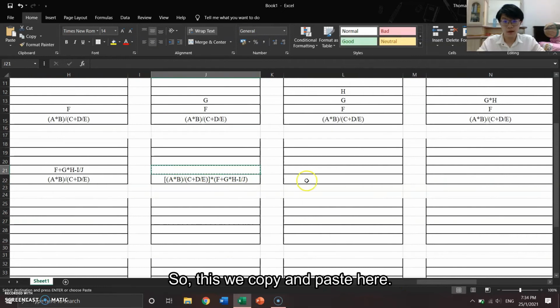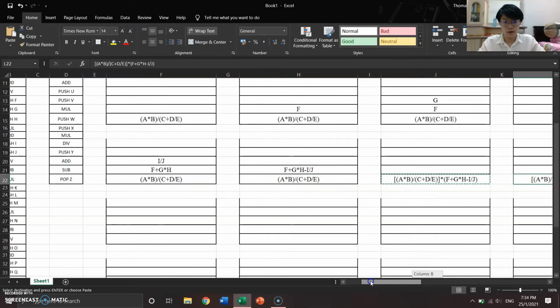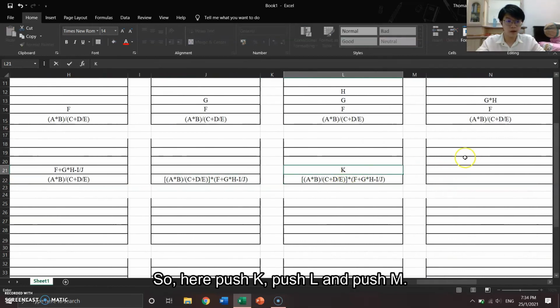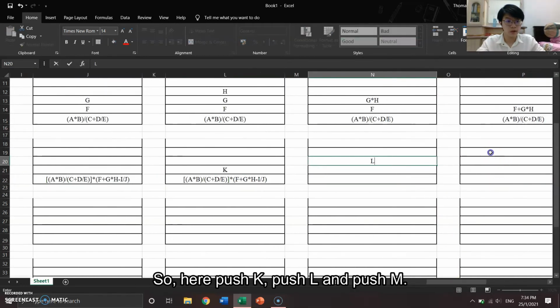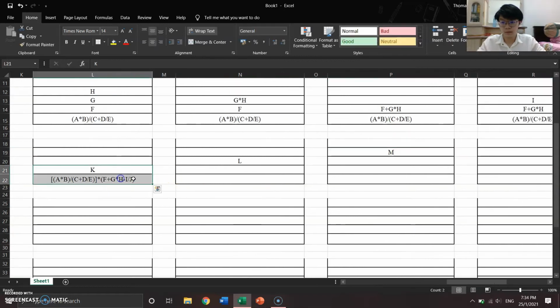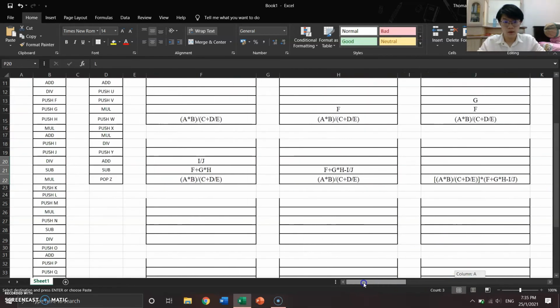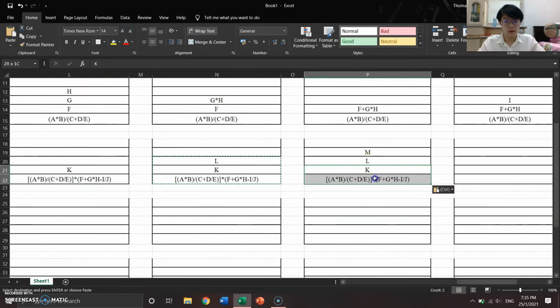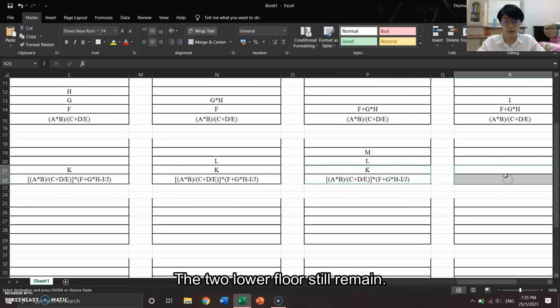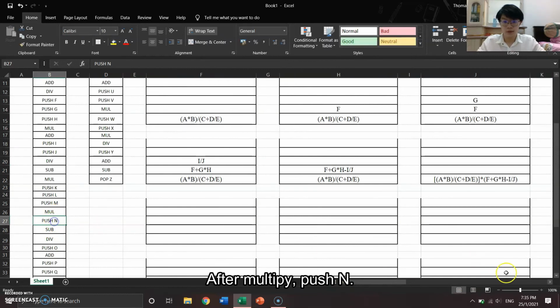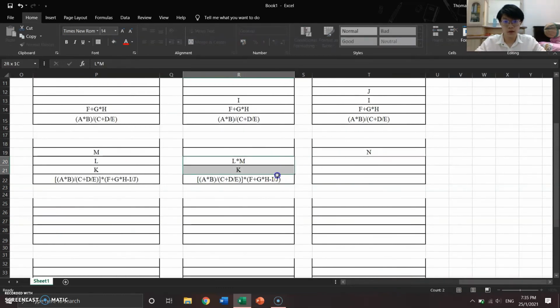So this we copy and paste here. Then push K, L, and M. So here push K, push L, and push M. After push M, multiply. So L multiply M. The two lower floors still remain. So L multiply M. After multiply, push N. So here we push N.